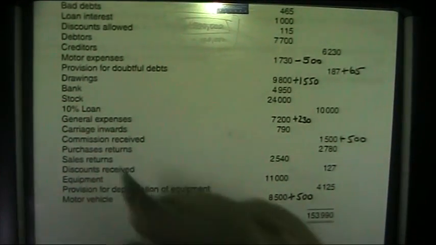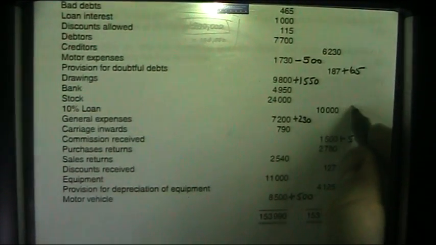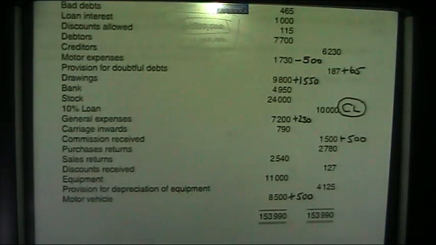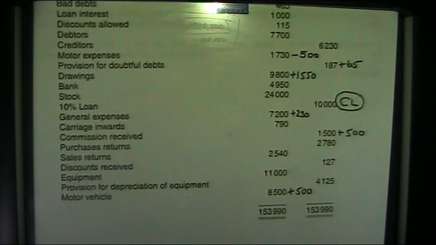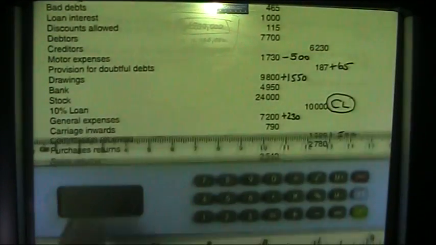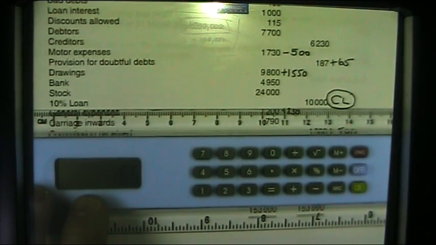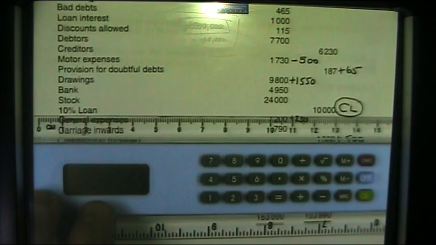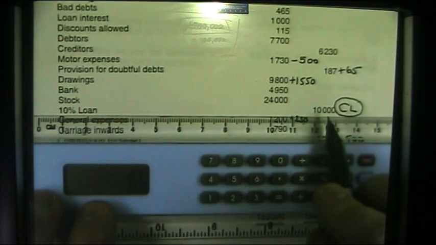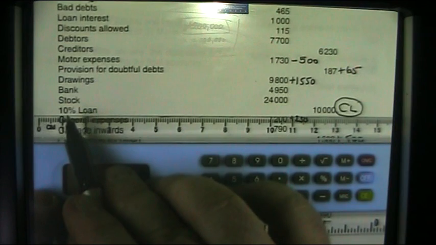So what we do is we go back up here, we find our 10% loan, there it is there, and we put current liability next to it like that so we don't forget. We've got to make sure we put it in as a current liability rather than a long-term liability. Now, it's also a little bit of a trick, because in the question we should always check, even if they don't ask us to, we should always check if we've paid the correct amount of interest. So if you have a look here, the total amount we borrowed was 10,000 and the interest rate we pay is 10%.